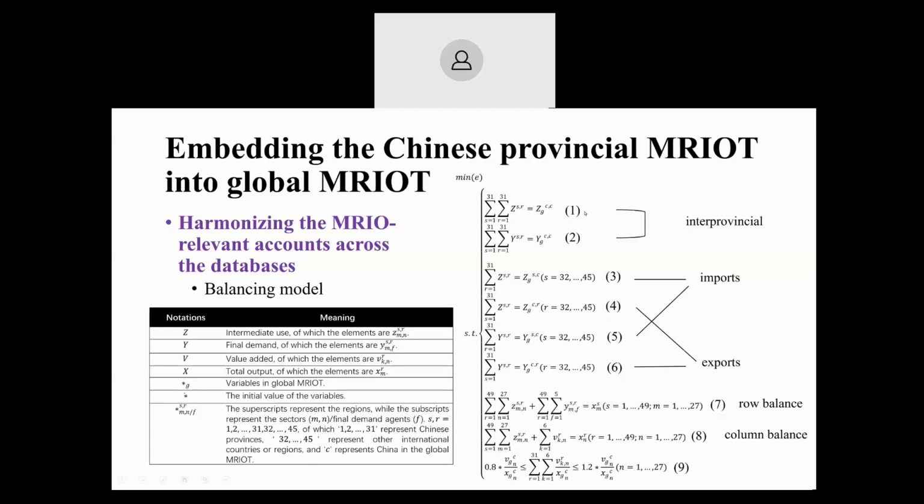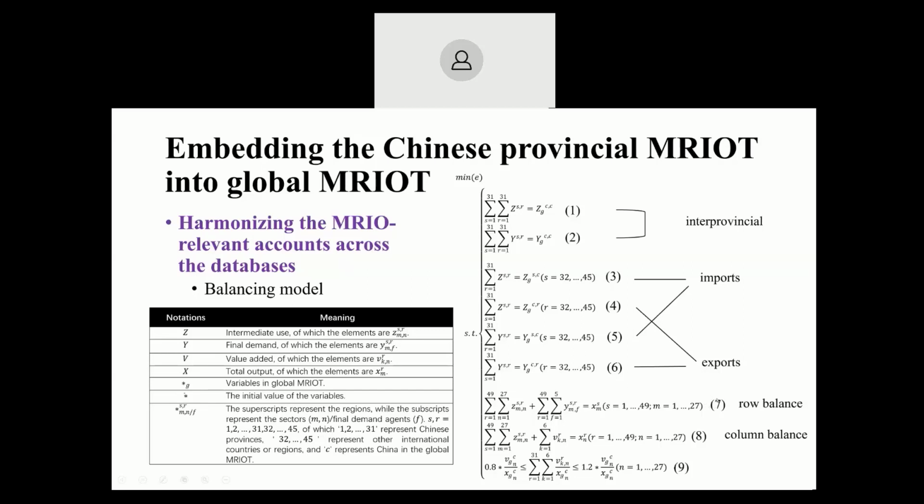Here, the first 2 equations show the controls of the interprovincial matrices, Z for the intermediate use matrices and Y for the final demand matrices. The meaning of this control is that the sum of all the values of the Chinese provinces would equal the value of China as a whole in the global MRIO. Then equations 3 and 5 are the controls for the imports, and equations 4 and 6 are the controls for the exports.